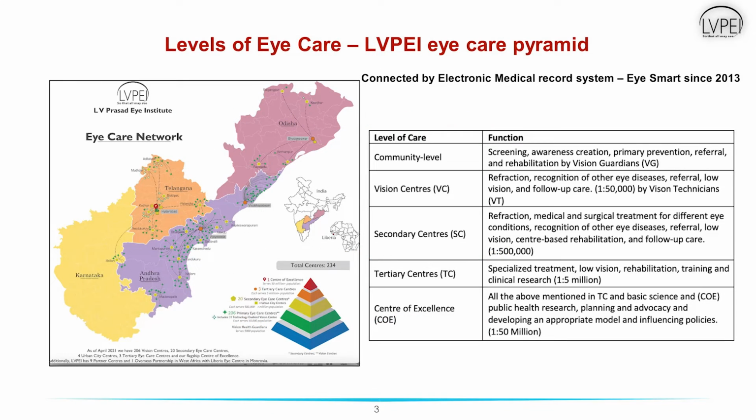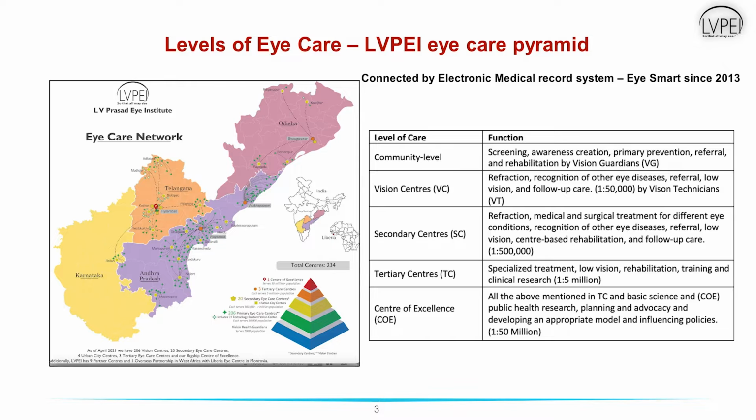To introduce the concept of different levels of eye care, we will use the LVPEI model of eye care and learn how to apply peer-to-peer teleconsultation at each level. At the primary level, a vision center provides eye care for a population of nearly 50,000. 10 such vision centers are linked to one secondary center, together called a village vision complex.